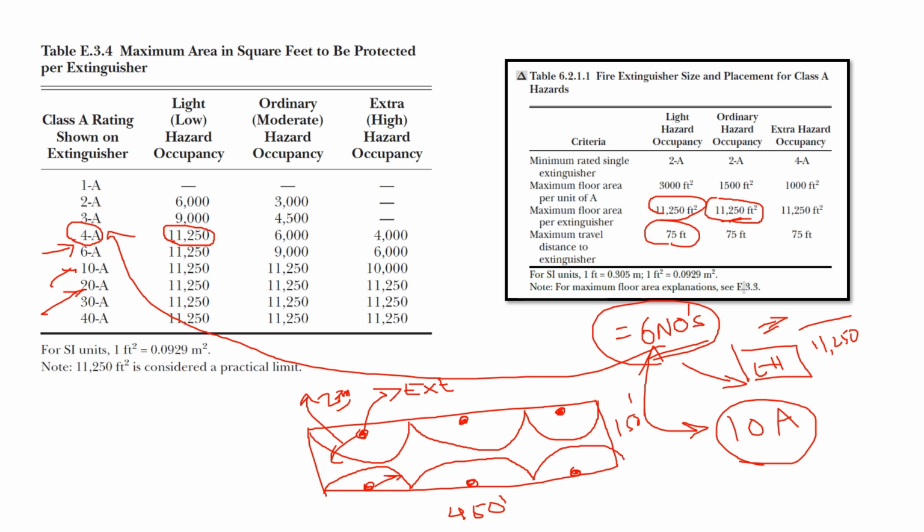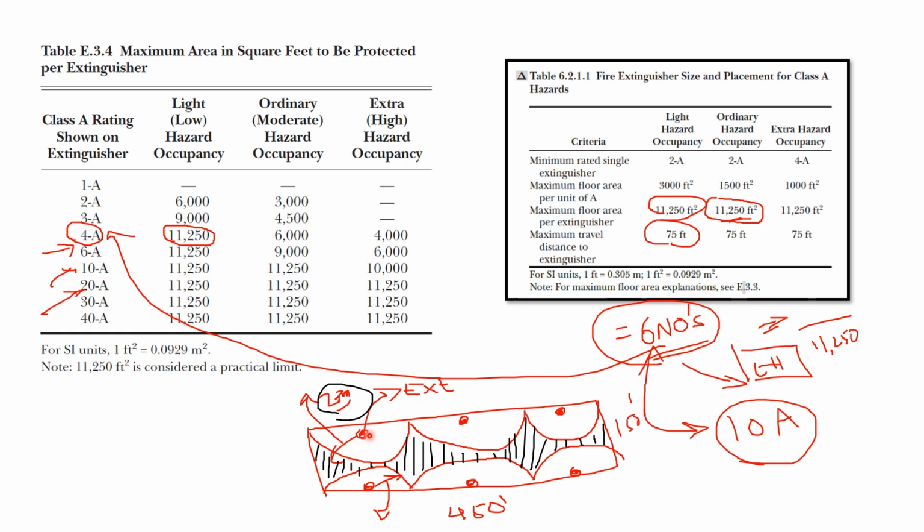This will be 23 meter or 75 feet. Here, if you see, this area is not covered even if you consider 6 extinguishers, correct? When you draw the circle with the radius considering 75 feet or 23 meters, you are not able to cover this particular portion. So in order to cover this particular portion, we need to rearrange the extinguishers.